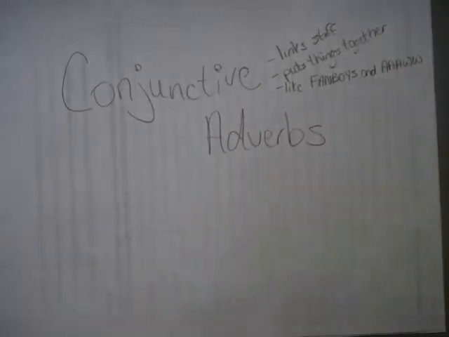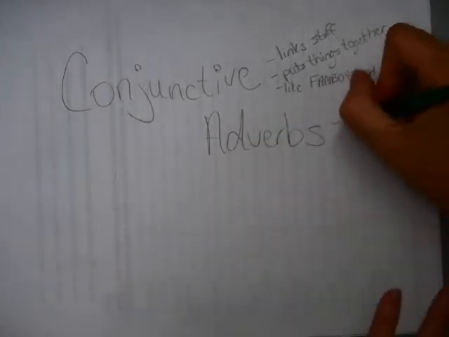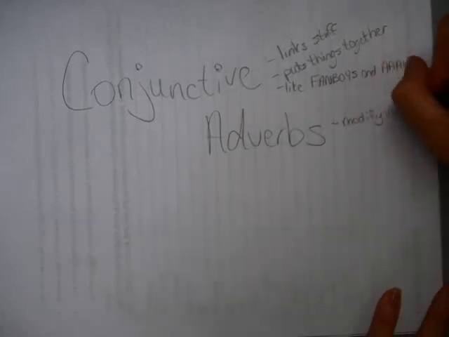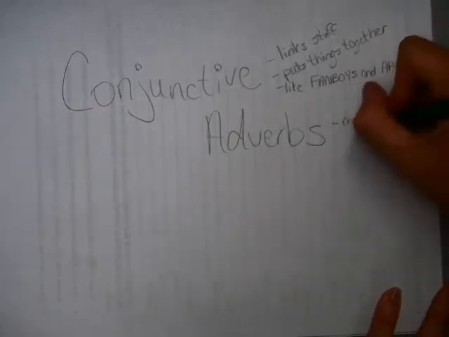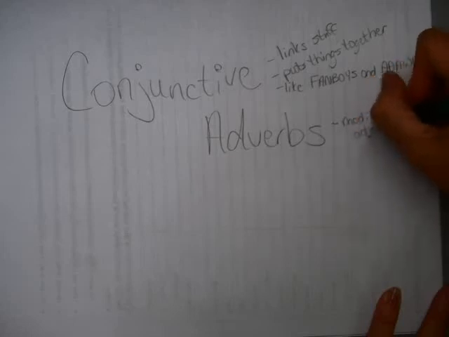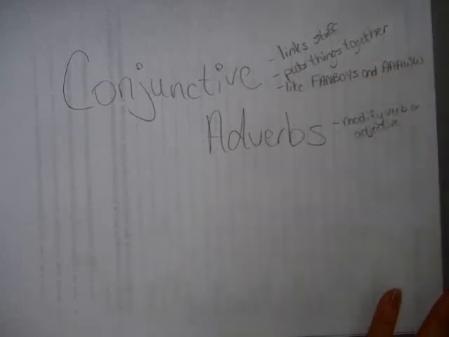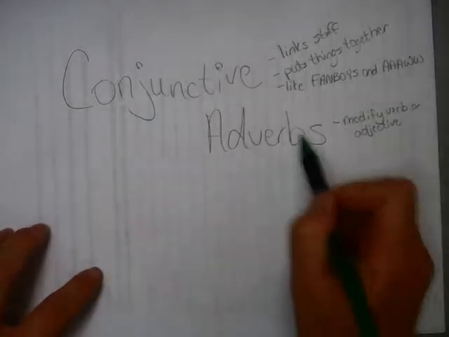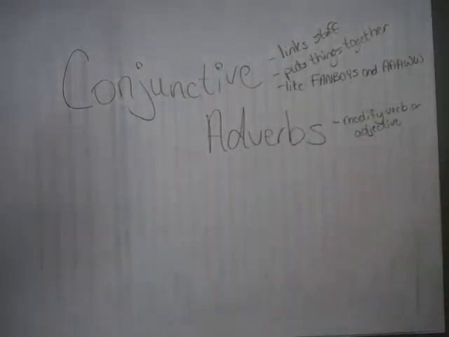So, conjunctive adverbs. An adverb, you know, basically can modify a verb, or it can modify an adjective. And that basically just means it can do something to it. It can give us extra information. So, a conjunctive adverb is something that links two sentences together by giving us a little bit of extra information kind of in between them.